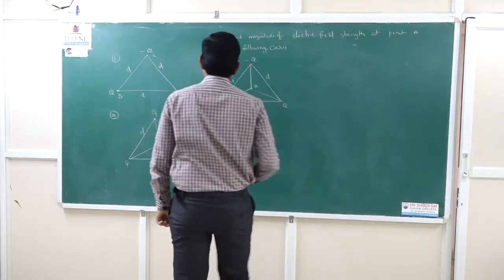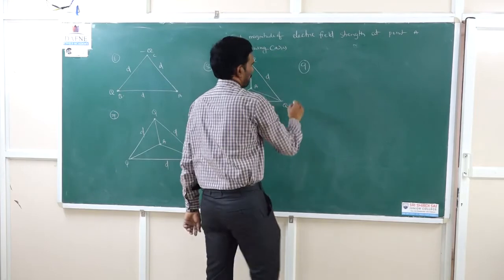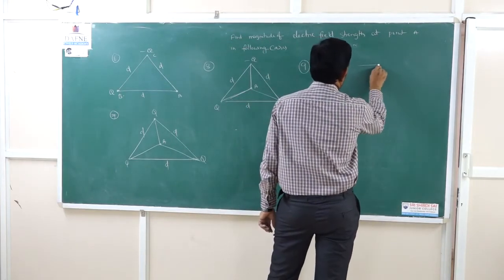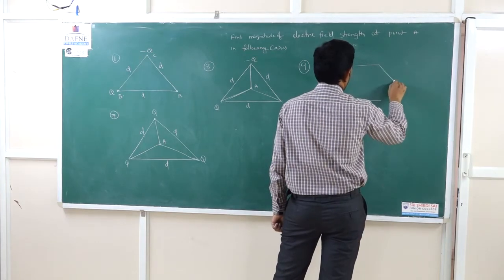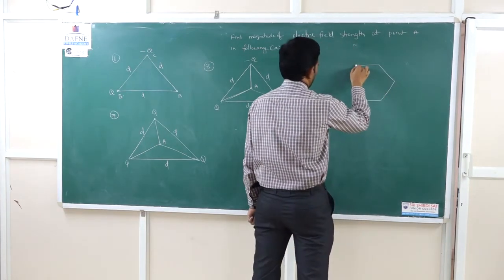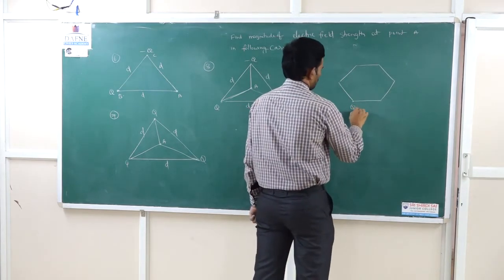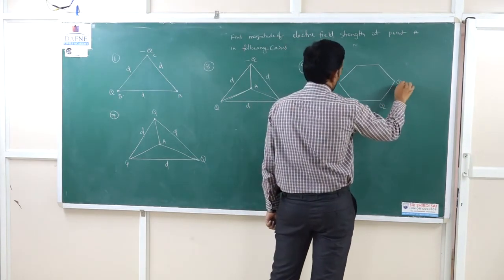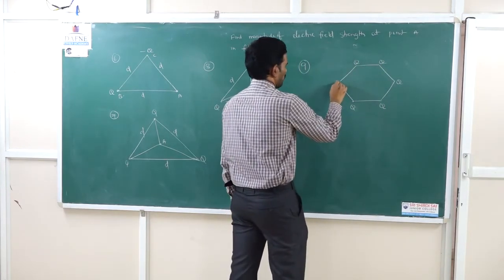Next I can draw another configuration here. This is the 9th one. A regular hexagon I am considering now. So in this regular hexagon, this is Q, Q, and this is also Q. Now suppose this is the point A here.